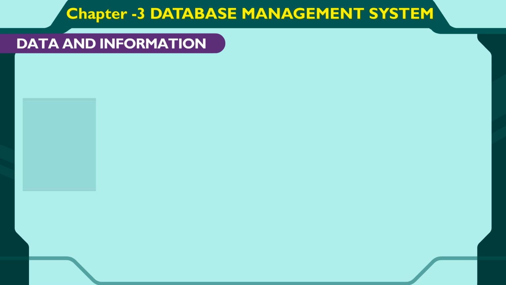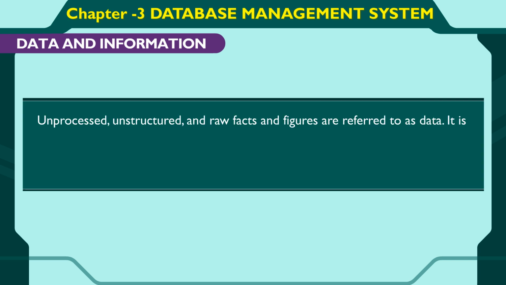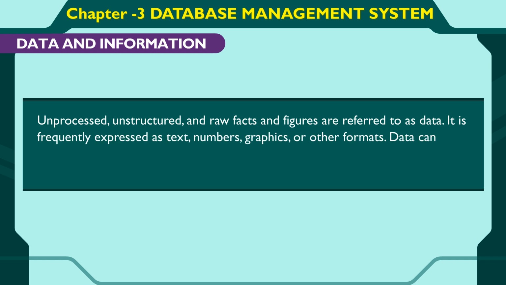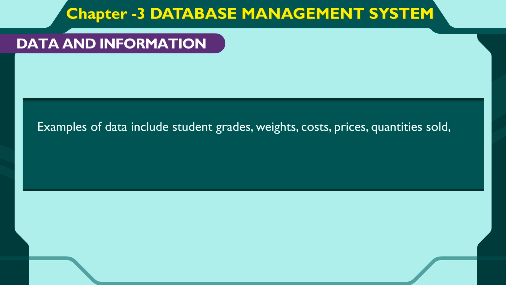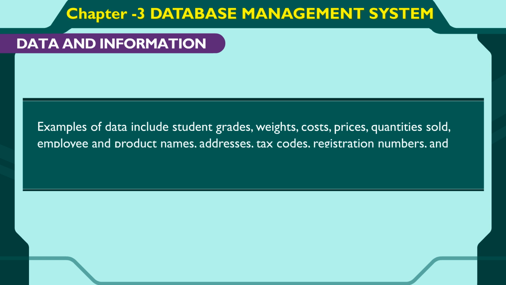Data and information. Unprocessed, unstructured, and raw facts and figures are referred to as data. It is frequently expressed as text, numbers, graphics, or other formats. Data can originate from a variety of sources, including measurements, records, and observations. Data has no meaning in itself. Examples of data include student grades, weights, costs, prices, quantities sold, employee and product names, addresses, tax codes, registration numbers, and marks, among other things.